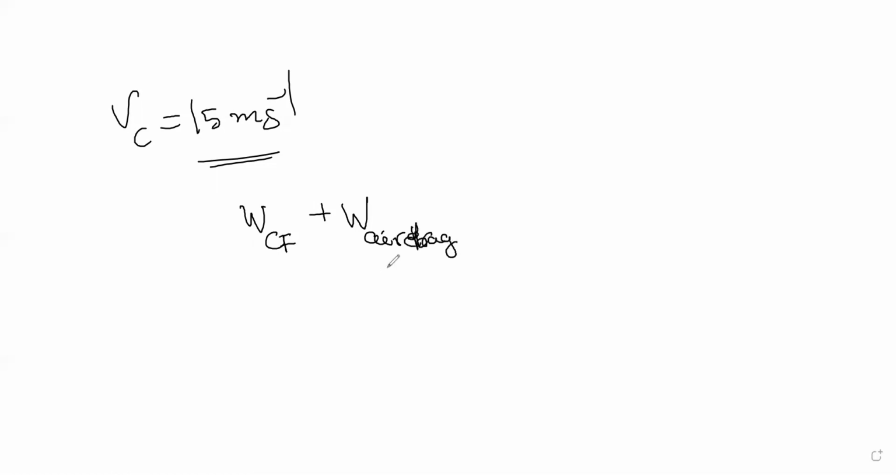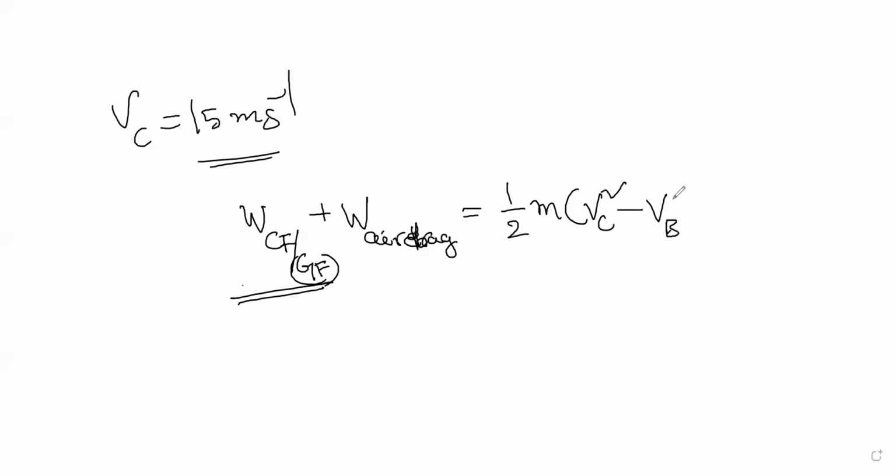Right, yeah. I've just written the equation. Work done by the conservative force, the gravitational force. Just now we have calculated that. So air drag is equal to half m into Vc square minus Vb square.